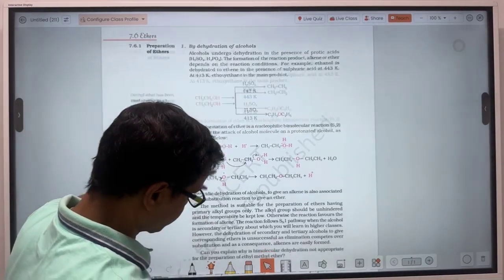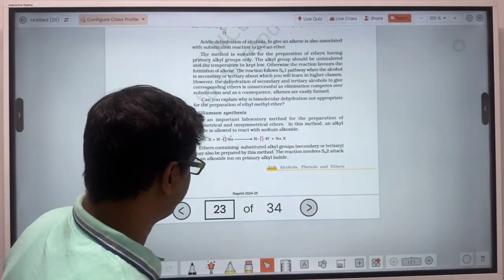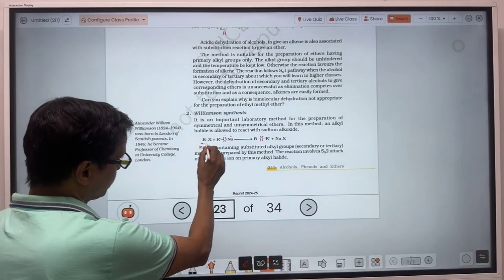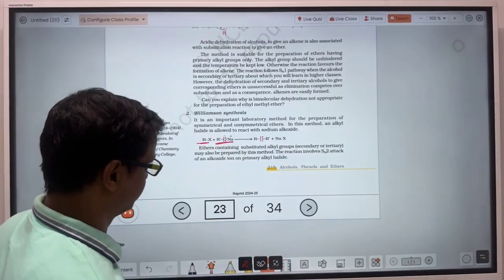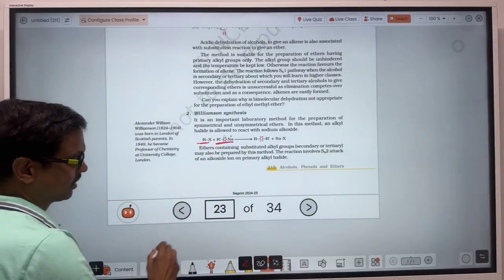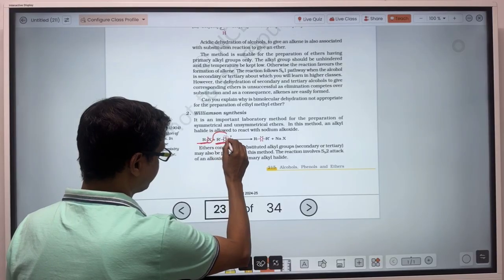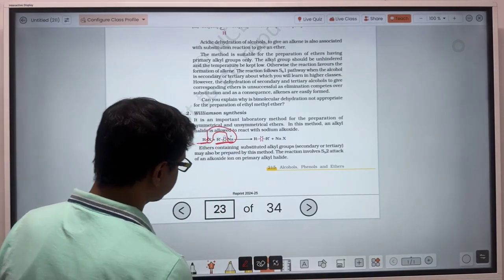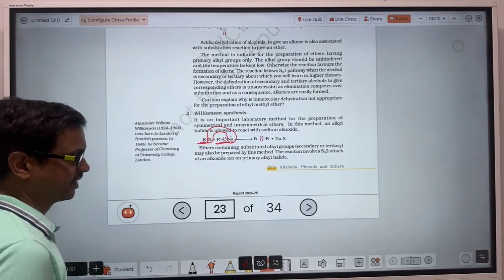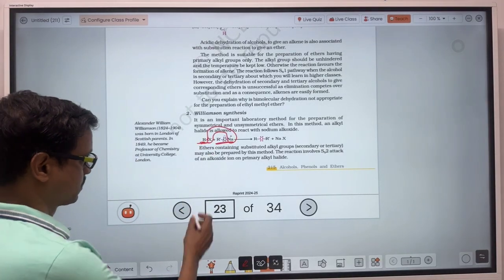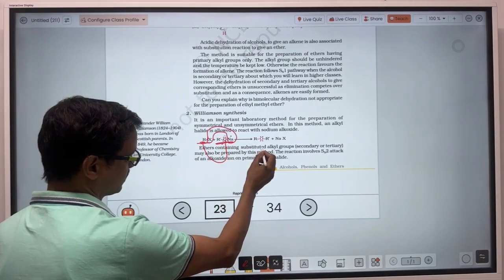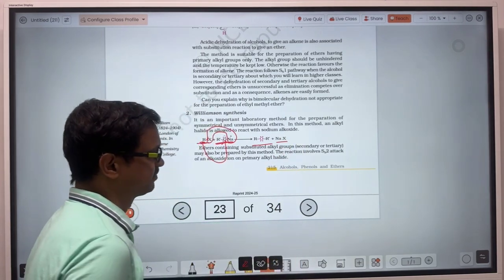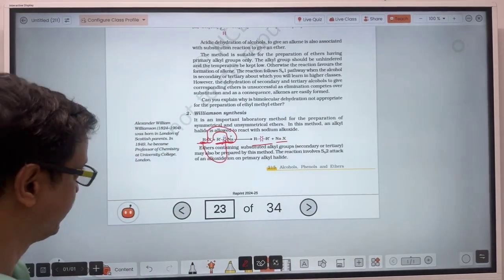Then the next method of preparation is Williamson synthesis. What happens in the Williamson synthesis? The haloalkane is reacted with sodium alkoxide. The halogen will combine with the sodium to form NaX. So the valency of the oxygen atom becomes destabilized, and that of the carbon atom of the alkyl group will also be destabilized. So this alkyl group will combine with the oxygen, and there will be formation of ether and sodium halide.